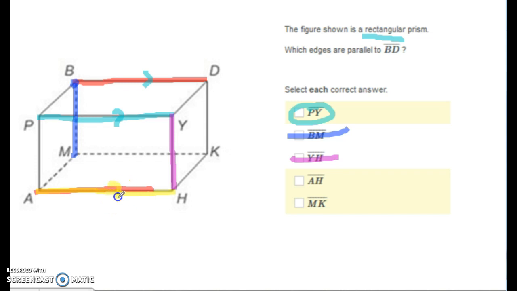Even though this one's on the front and that one's on the back, you can actually make those on the same plane if you think about the diagonal plane that cuts through diagonally. So those two lines can actually be on the same plane, and if they're extended, they would never touch. So those are parallel.